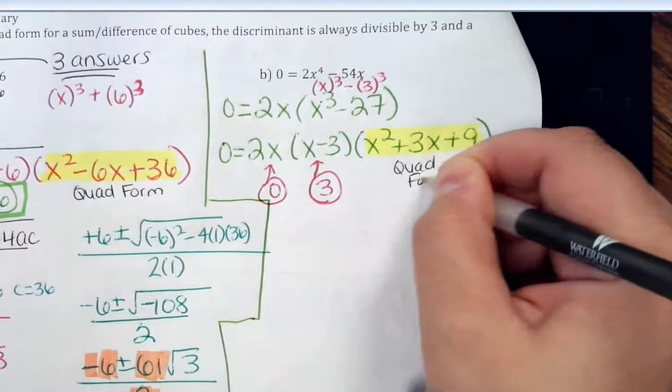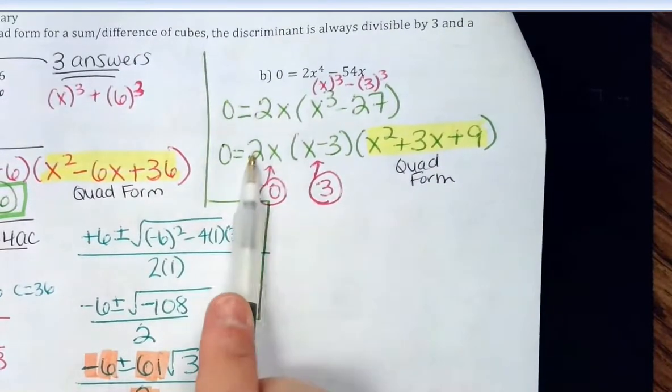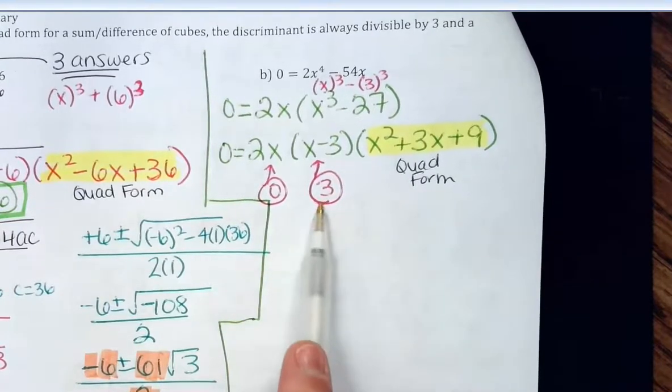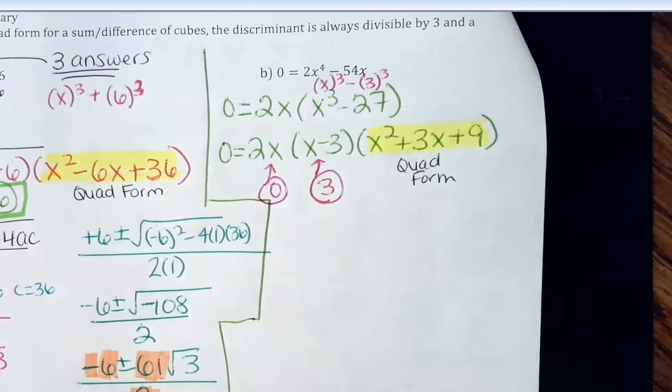All right, so all 4 of these things multiplied together to get 0. Either this has to be 0, so to make that happen, it'd be 0. This has to be 0. To make that happen, it'd be 3. This has to be 0. We have to use the quadratic formula to figure it out.